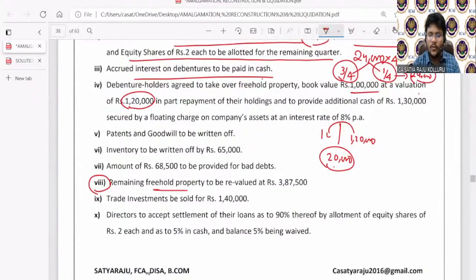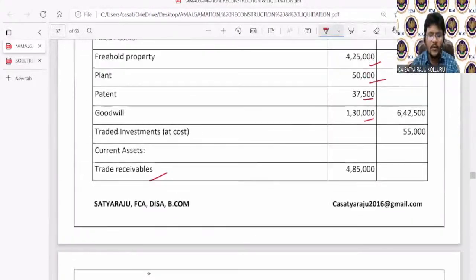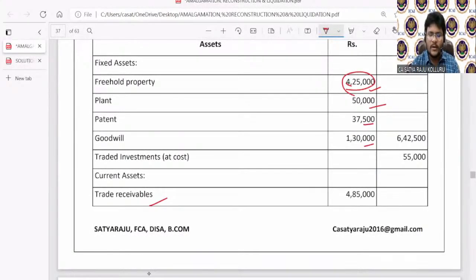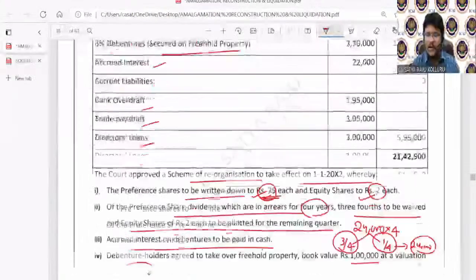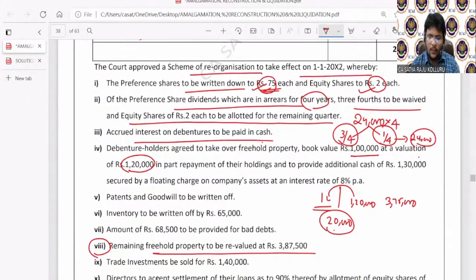Apart from this upward revaluation, if you check another point, point number 8, remaining freehold property to be revalued at 3,87,500. Remaining freehold property means the total amount of the freehold property is 4,25,000. Out of 4,25,000, we already discussed things related to 1 lakh. The remaining is 3,25,000. Now such 3,25,000 is upward revalued at 3,87,500. So due to which again we get how much revaluation profit, guys?